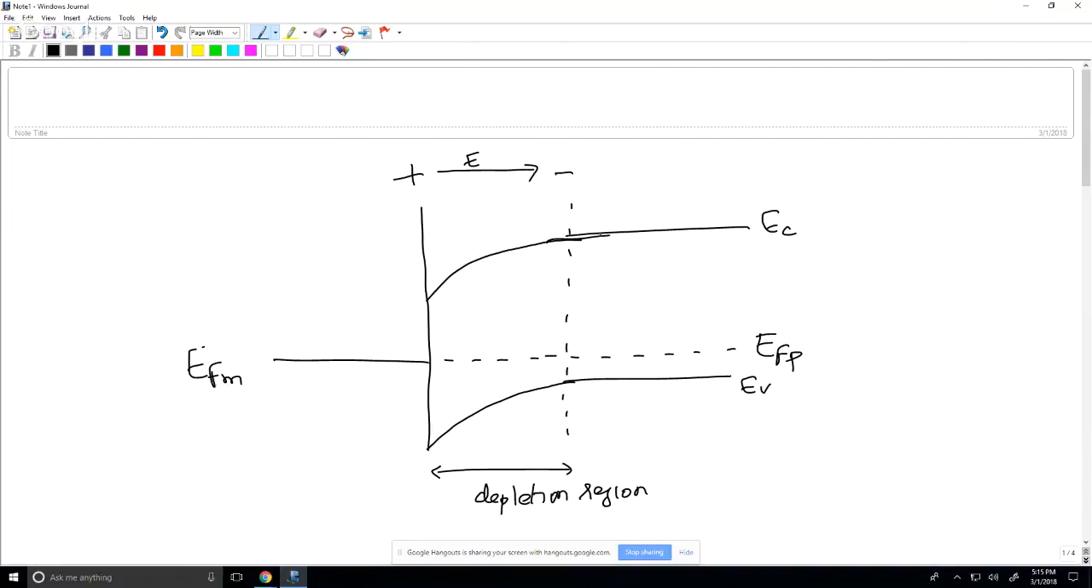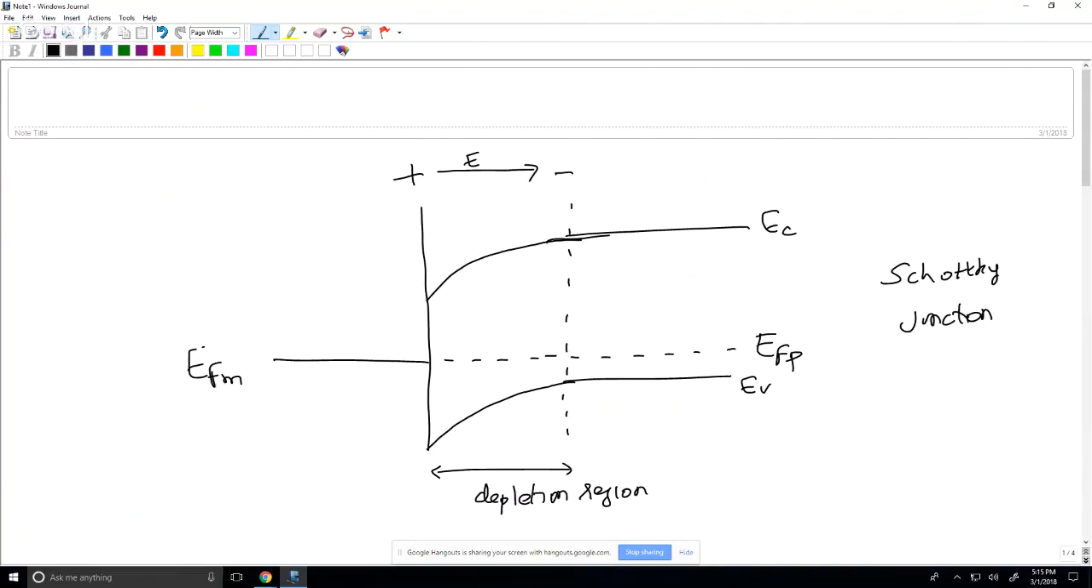That way, I now can look at my Schottky junction in equilibrium. So that is in the case of a metal and a p-type. You can also draw a Schottky junction for a metal and an n-type, as I have done in the notes.